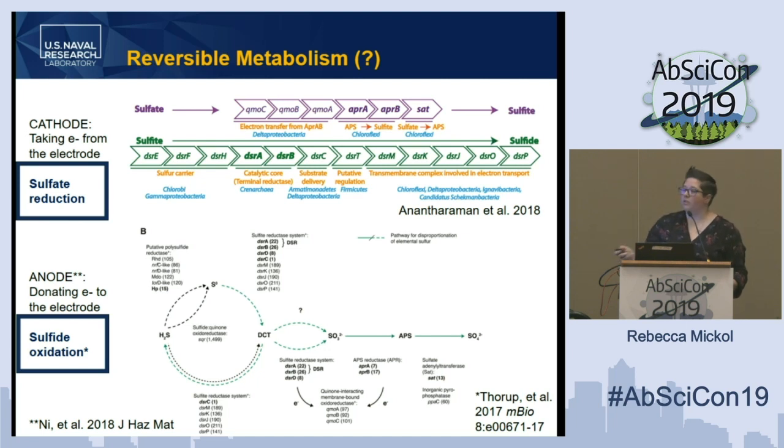Thorup et al. are the ones that had seen this sulfate reducer performing sulfide oxidation with high expression of the sulfate reduction genes, and they propose a new pathway for sulfide oxidation that is simply a reverse of the sulfate reduction pathway. And so, again, since we also see our main active organism at the anode of BESs in other systems, this is our current hypothesis.